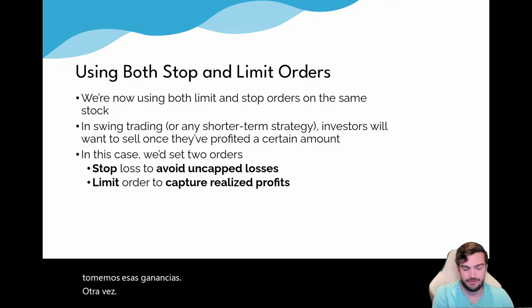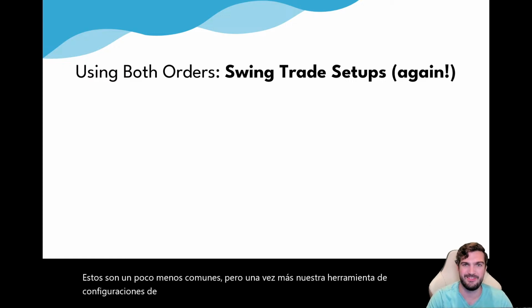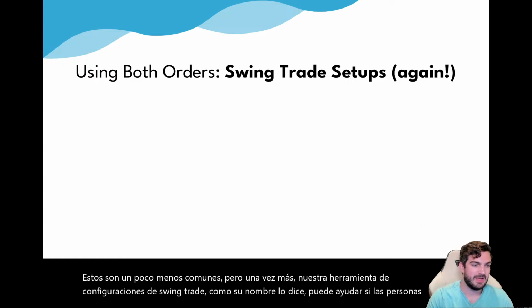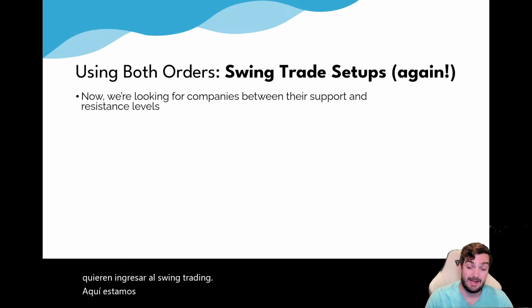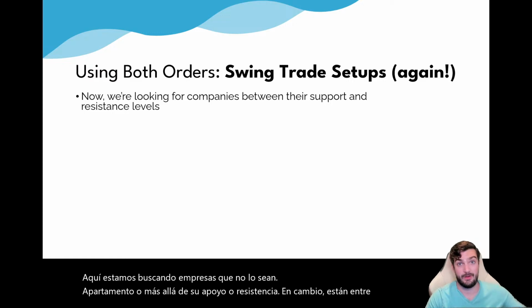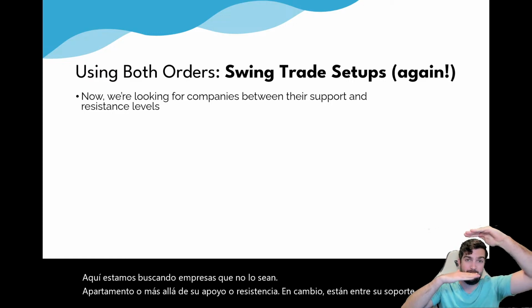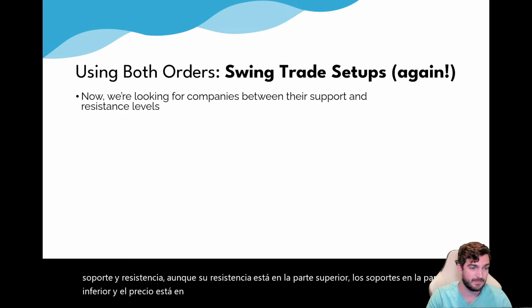Again, these are slightly more uncommon, but once again, our swing trade setups tool, much like the name says, can help if people want to get into swing trading. Here, we are looking for companies that are not at or past their support or resistance. Instead, they are between their support and resistance levels. So their resistance is on top, the support's on the bottom, and the price is somewhere in between them.